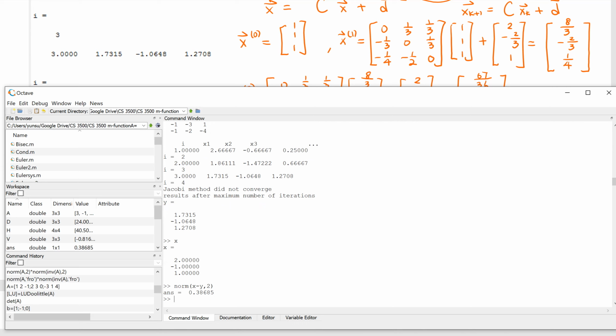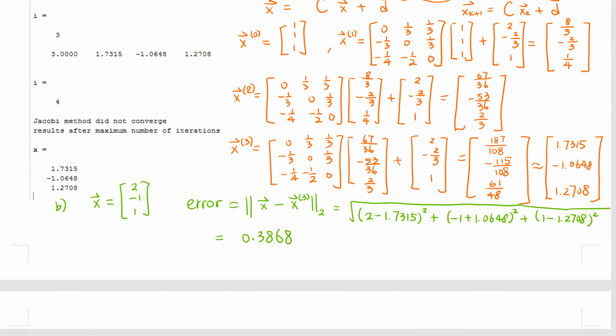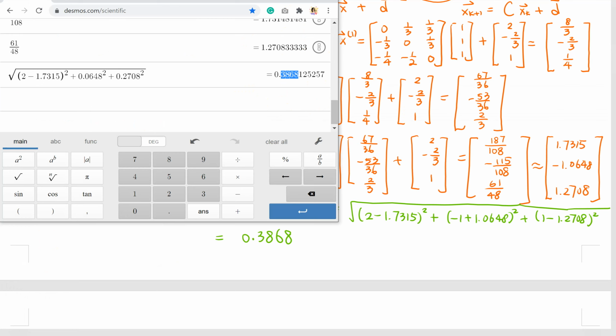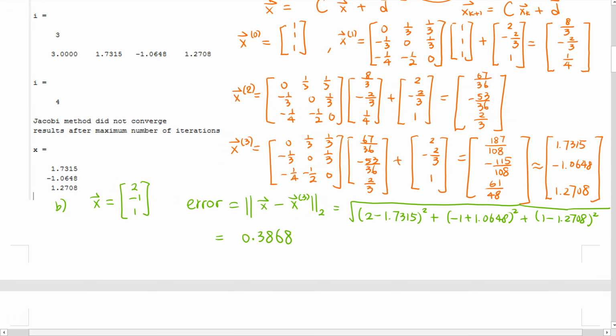Okay, 0.38685. Let's see, 0.3868, close enough, because here we just took 4 decimal places. We didn't use the exact value to calculate. But the answer is close enough. So far, so good, everybody. If you use the true, more accurate value for x3 to calculate, you will get a more accurate answer for the errors. Okay, so that is the Jacobi method.